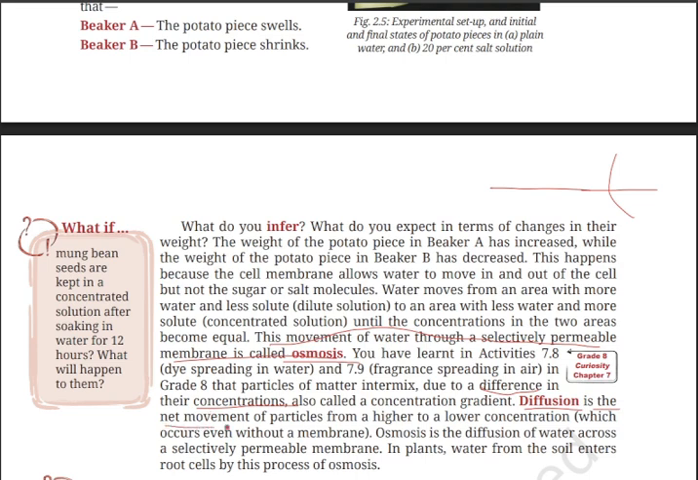Diffusion is the net movement of particles from a higher to a lower concentration, which occurs even without a membrane. Osmosis is the diffusion of water across a selectively permeable membrane. In plants, water from soil enters the root cell by this process of osmosis. I hope you got this.